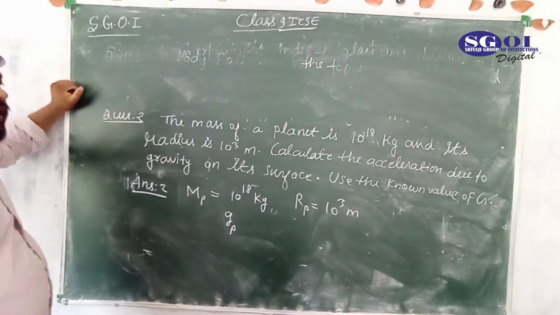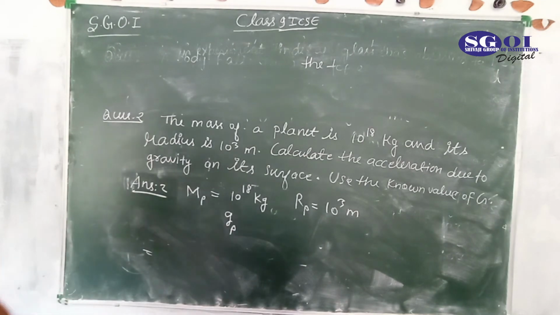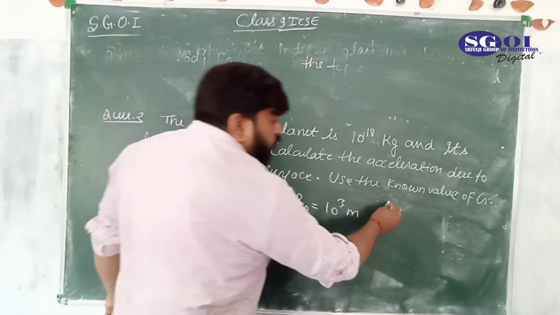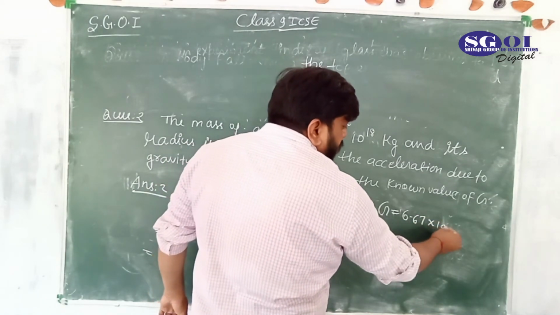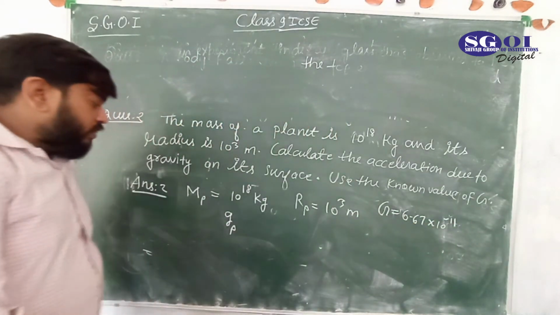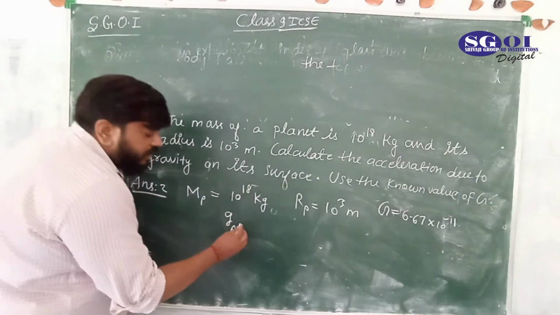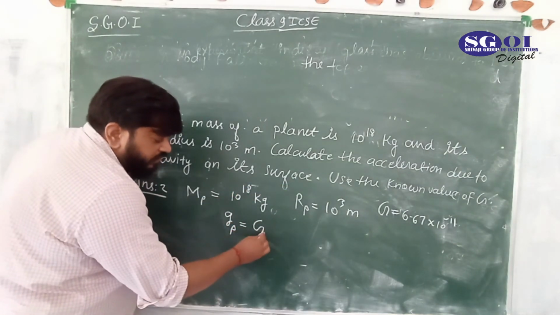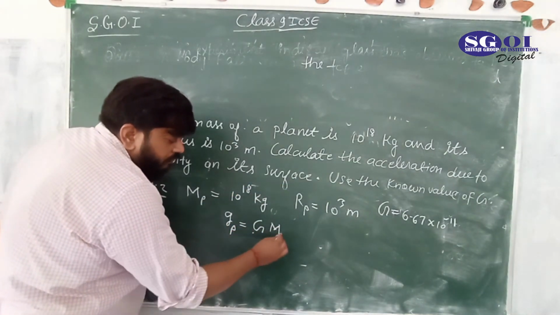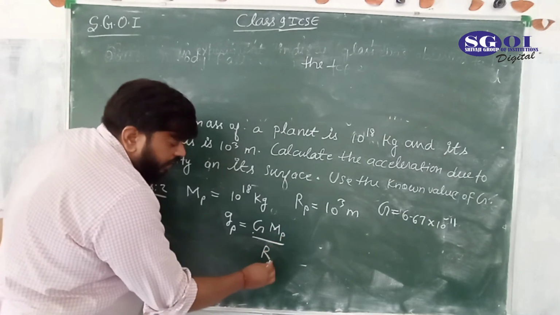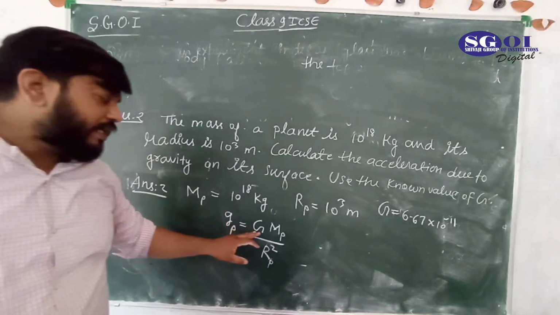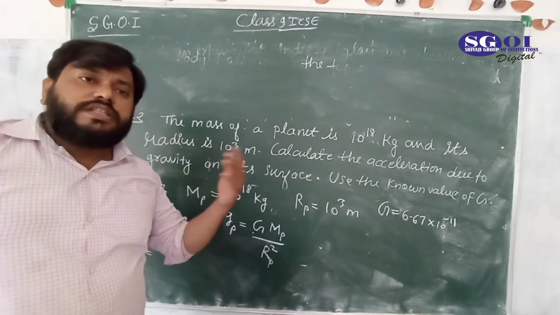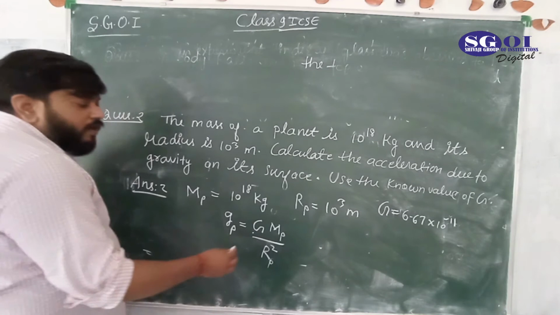For finding g of the planet, use the known value of capital G. What is the value of capital G? It is 6.67 into 10 to the power minus 11. The relation is small g equal to capital G times MP upon RP square. This is the relation between small g and capital G. You can see this relation in the previous video lecture. So just put in the values and solve this.